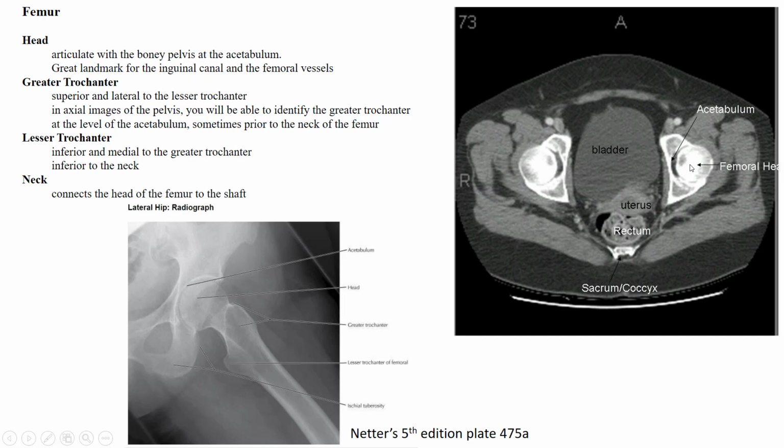And here we are at the head of the femur. And the acetabulum is this rounded portion where the head of the femur articulates with the pelvis. And we're at the level of the bladder here as well. The head of the femur is always a great landmark to look for the vessels. So you have the femoral artery and the femoral vein right here at the head of the femur.